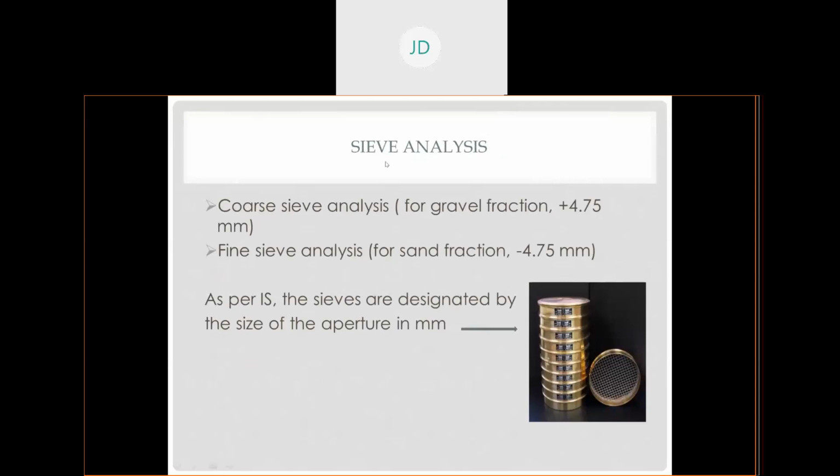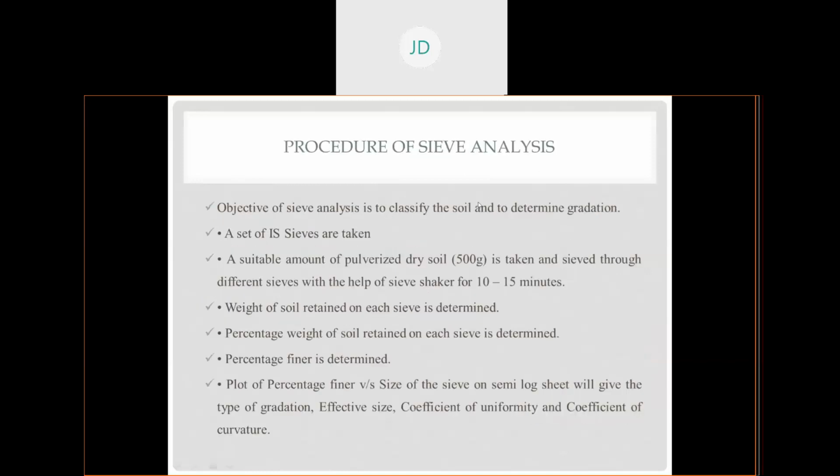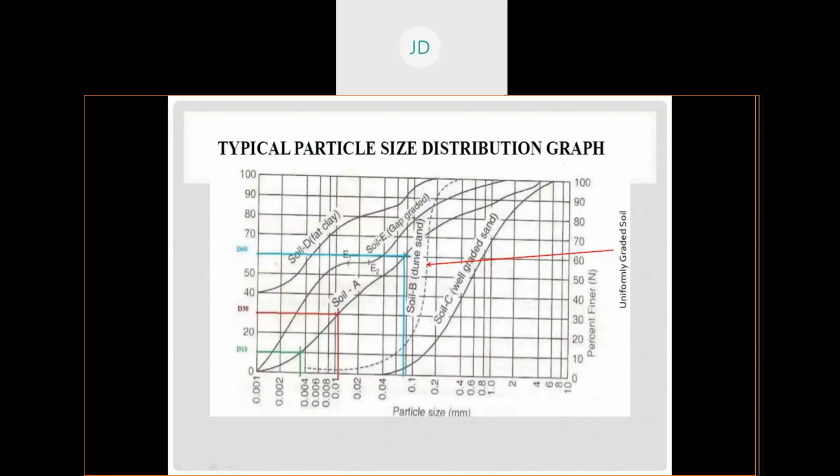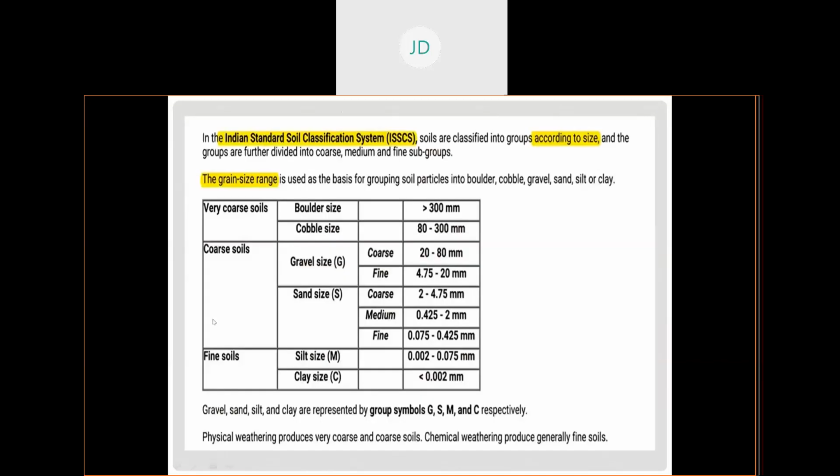Under sieve analysis we have two types: coarse sieve analysis and fine sieve analysis. Now, how can we define coarse sieve analysis and fine sieve analysis? If you go to the tabular form, in the previous one, you can see, if you are studying sand particles, that is, less than 4.75, if you are studying sand only, then it will be known as fine sieve analysis. And if you are studying soil larger than 4.75, then it will be a coarse sieve analysis.